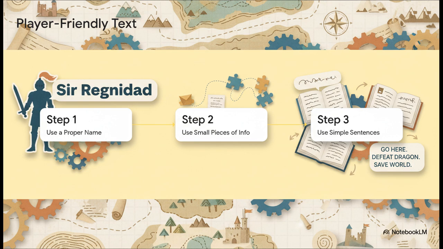And the advice for doing that is really simple. First, if you're talking about a specific person, just use their name. Second, give out information in small, easy-to-digest pieces. And third, just write in simple sentences. You don't want to force the player to decode grammar when they're busy trying to save the world, you know?